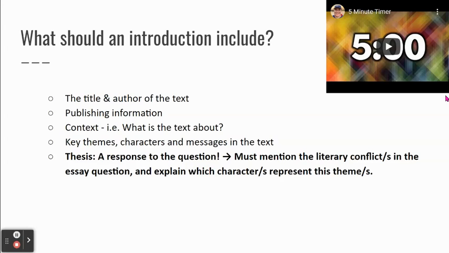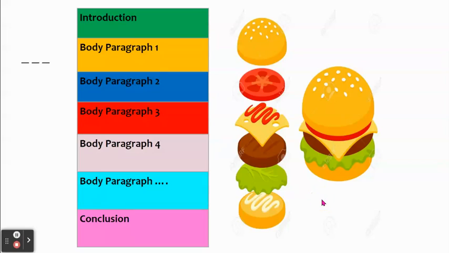And lastly, your thesis, which should be a response to the question that I just read. It must mention literary conflict, which is man versus society for this practice. And you should have also told me which two key characters you're going to use to prove that this literary conflict exists. All right. So let's move on.